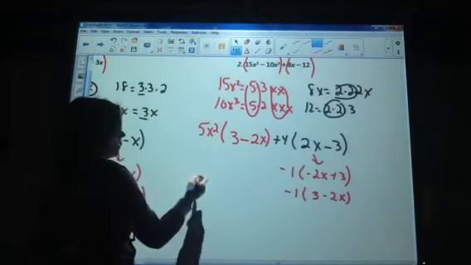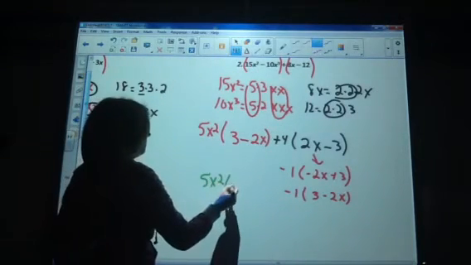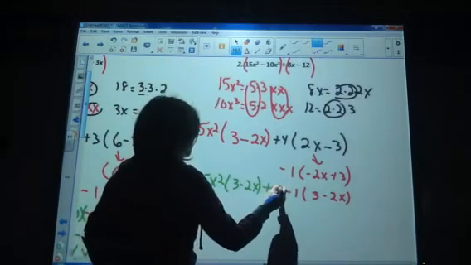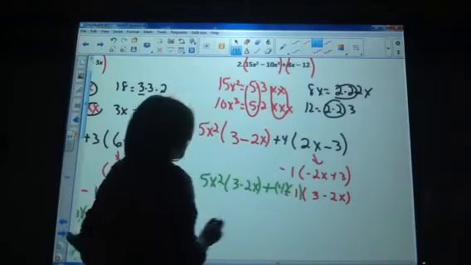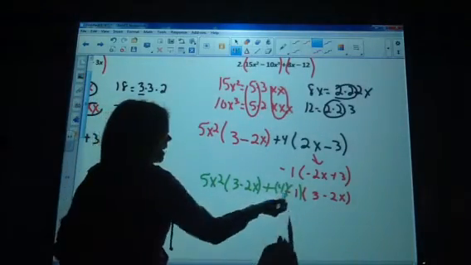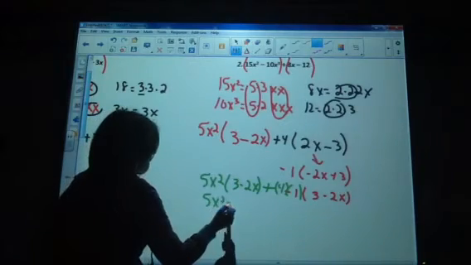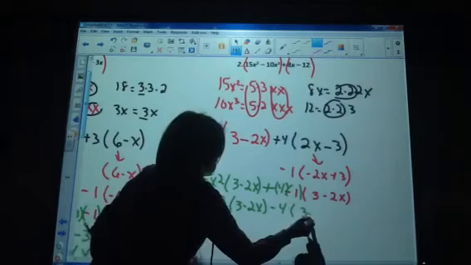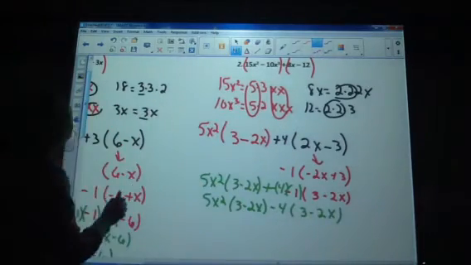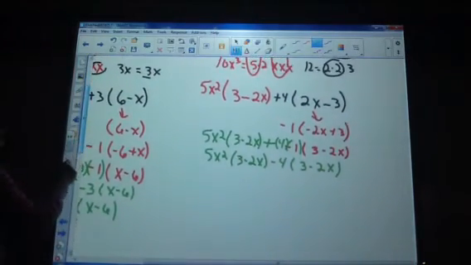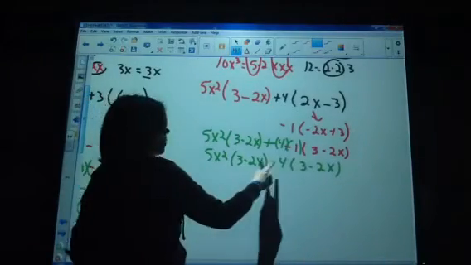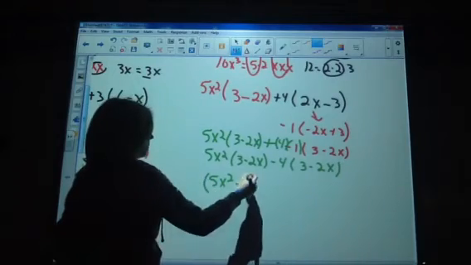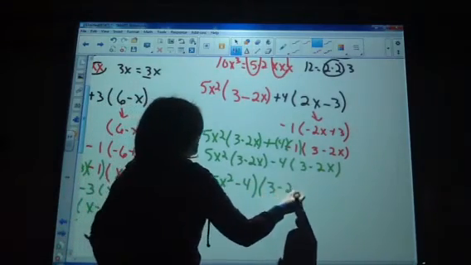We bring down the rest of this polynomial. So what we need to do now is take the 4 times the -1. Then you can pull out your common binomial factor. So we have 5x squared minus 4, and then your common binomial factor.